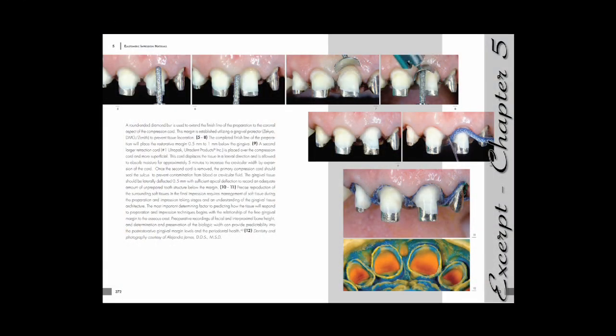The clinical illustrations provide step-by-step photographic and written descriptions of the double cord gingival displacement technique, a method for precise placement of finish lines of the preparation, and the determining factors for predicting the post-restorative gingival margin levels and periodontal health after preparation, gingival retraction, and impression taking.